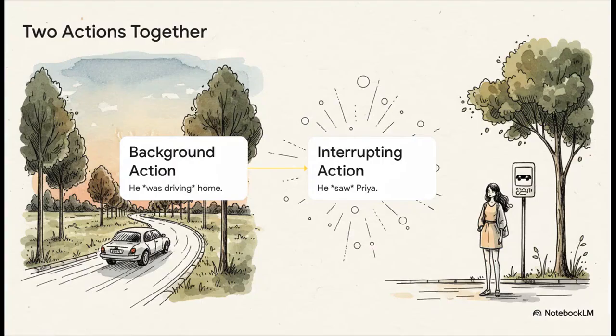So let's break down how these two tenses work together. First, you've got the background action. He was driving home. That's our past continuous. Then you've got the short interrupting action. He saw Priya. That's our simple past. See how they fit together? They create a much more vivid picture of what was going on.